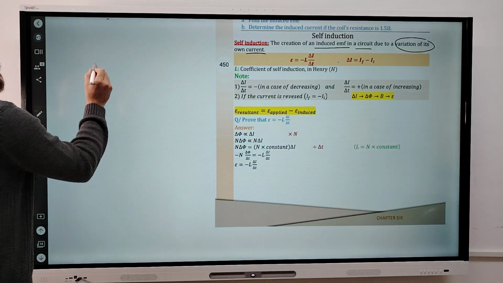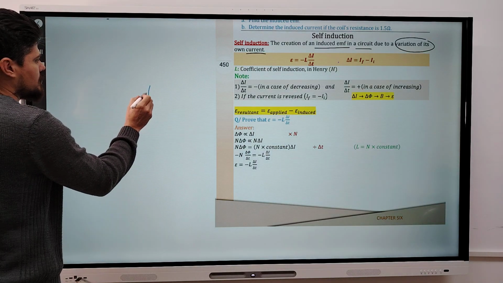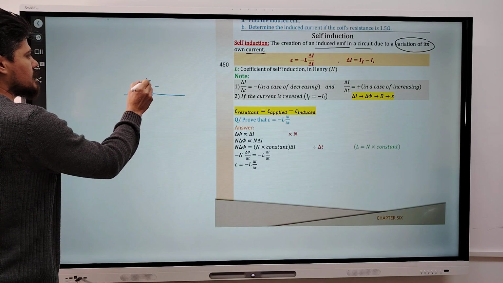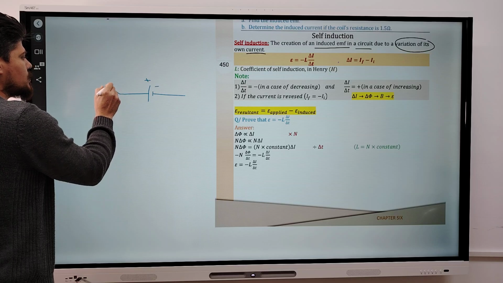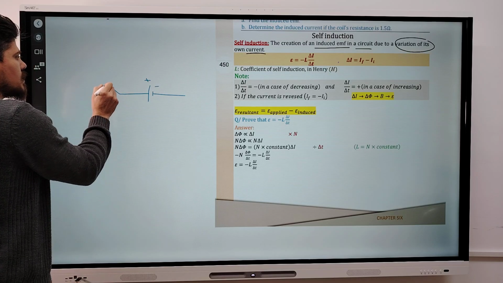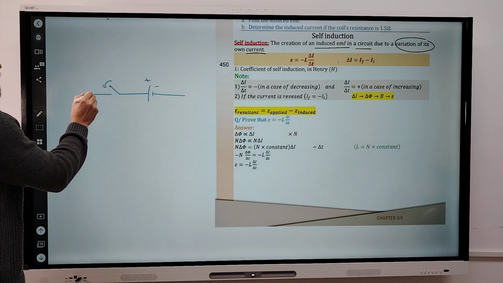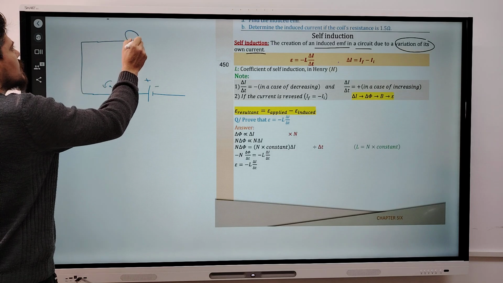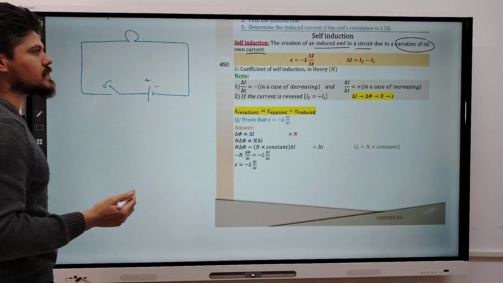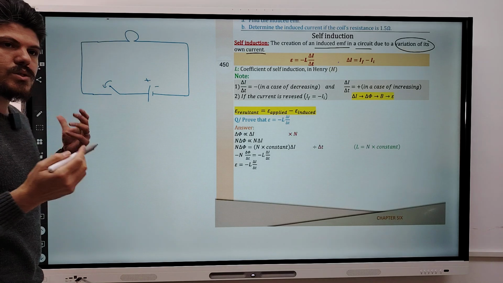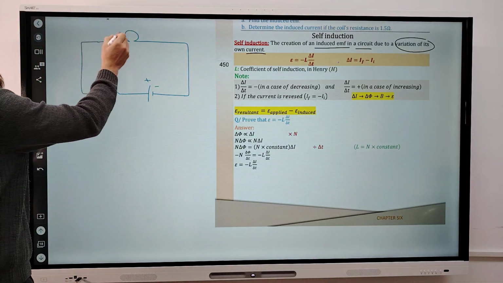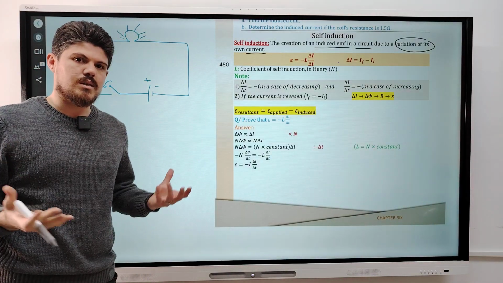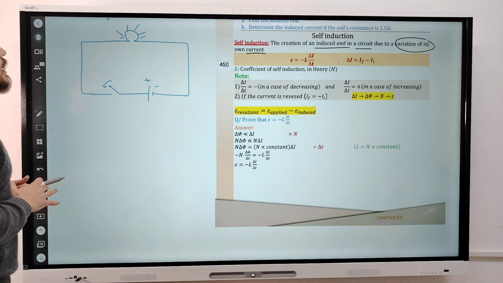Okay, look at me. For example, if we have a circuit with a battery, what is this? This is the battery, positive terminal and negative, connected with the switch. This is the switch, and the circuit is connected with a light bulb, for example, with a resistance. In the case when we close the switch, what happens? The current flows and the light bulb shines. So there is no surprise here. But what is the surprise here?